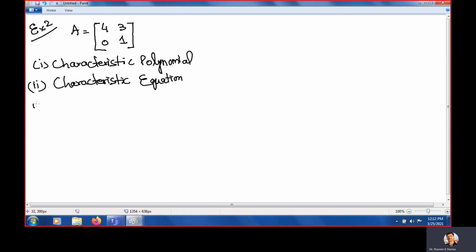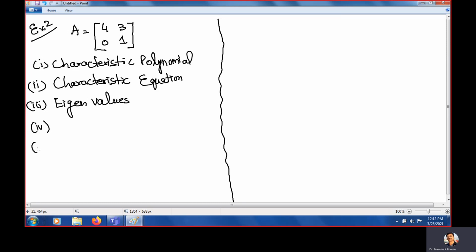And the third thing, you need to find the eigenvalues. Clear? Two more things I will explain to you, that's why I have opened the space. This is the second thing, this is the fourth thing, and the fifth thing. I will write later here. Clear?